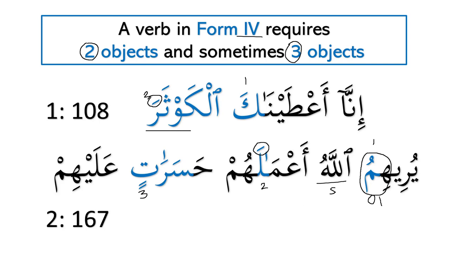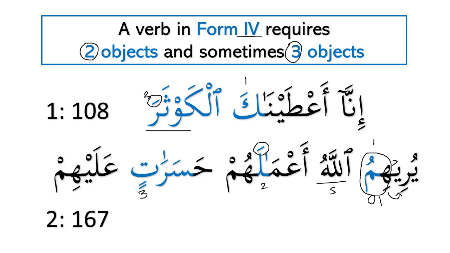Hum, or in this case him, because we have ya sakin, and when we have ya sakin and there is kasra before it, then hum changes into him. We have discussed this in book 1, I guess. Then a'malahum is the second, and hasaratin. Hasaratin, how is this object? It should be hasaratan.